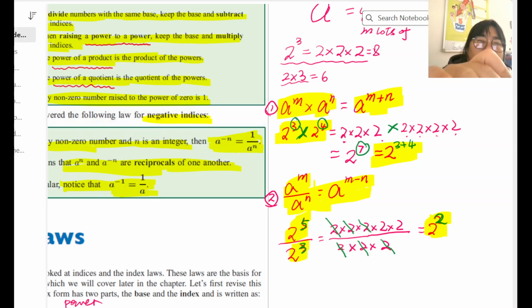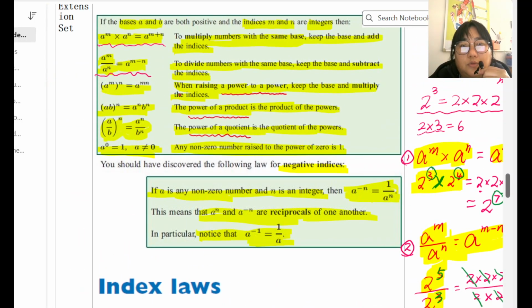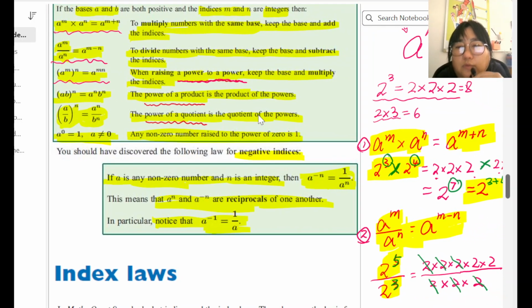Okay, now we check the law 3. So law 1 and law 2 always have the same base. They do multiplication, they do division, and then you have the power or indices, the plus or take. And now we're talking about power to power. So this one we call power to a power. So it's like inside will be a power, outside also a power. So now we have a look. So that is number 3.